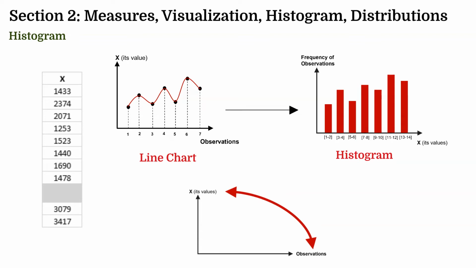And as you can see, the axes are swapping places, and we do a little bit more. Once we swap X and observation to get the histogram, then for the value of X we have ranges, and for the value of Y we have frequencies.